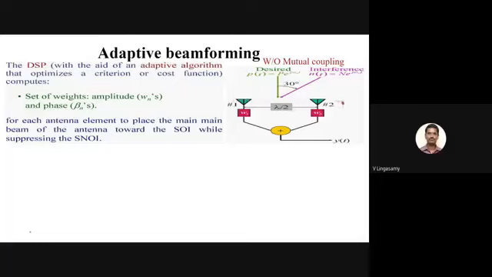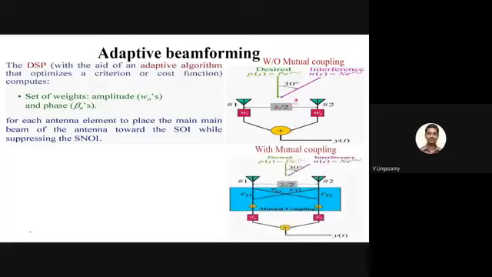When the elements talk to each other, the algorithm will be different. When they don't talk to each other, the implementation is different. Without coupling, I don't have to bother about coupling between them. With coupling, I have to process it. The channel matrix becomes complex, so C21, C12 and all of that I have to incorporate while calculating these weights.